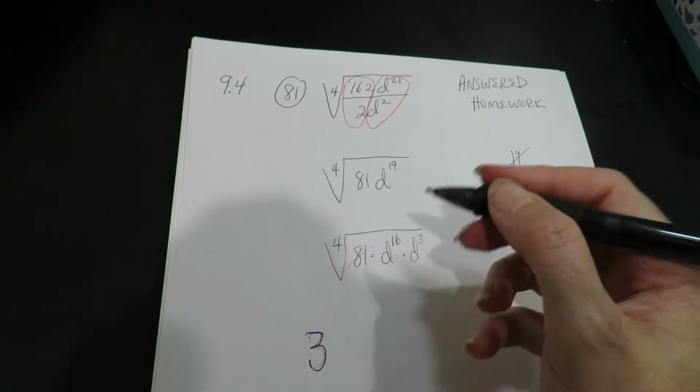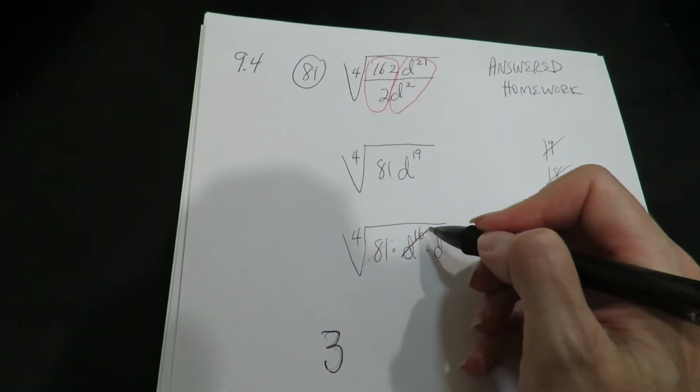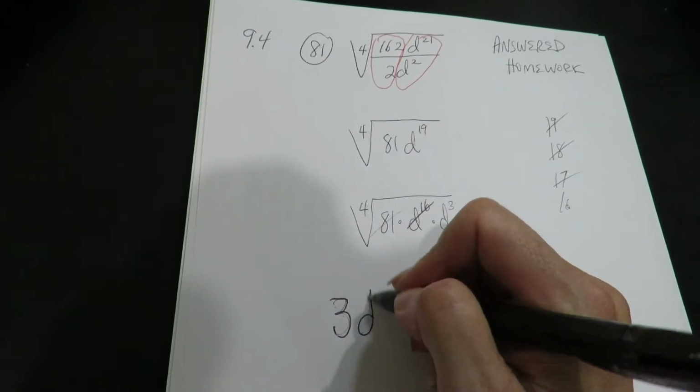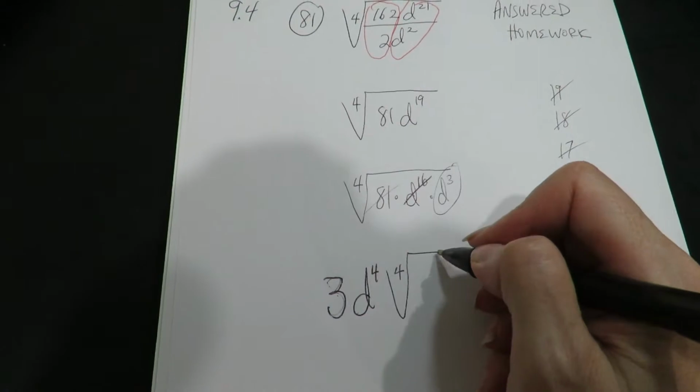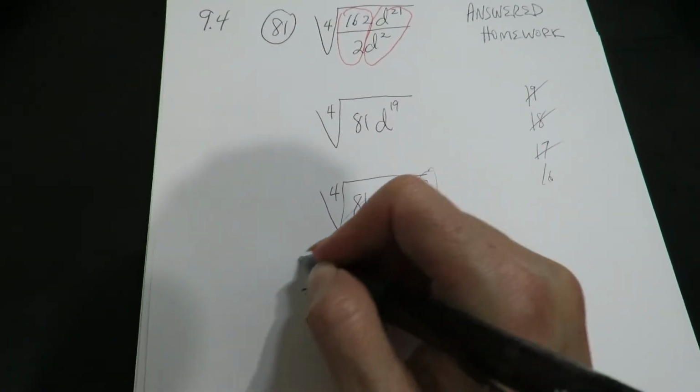So big number, big 3. D to the 16, so 16 divided by 4 is 4, so that's d to the 4. And then these are left under, so 4 d to the 3.